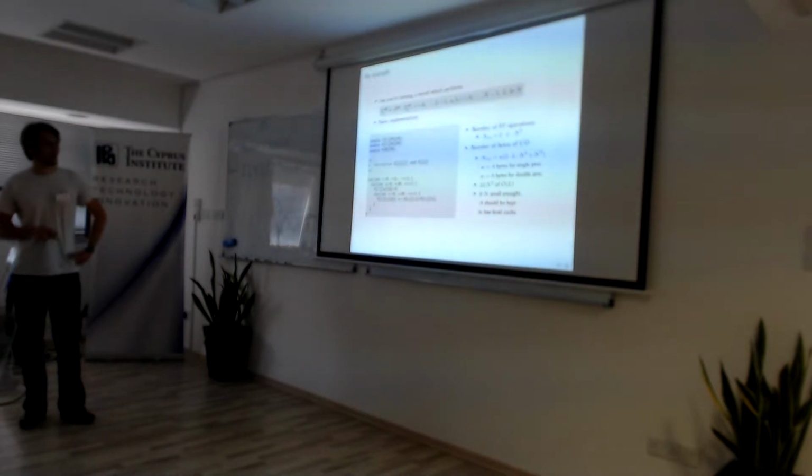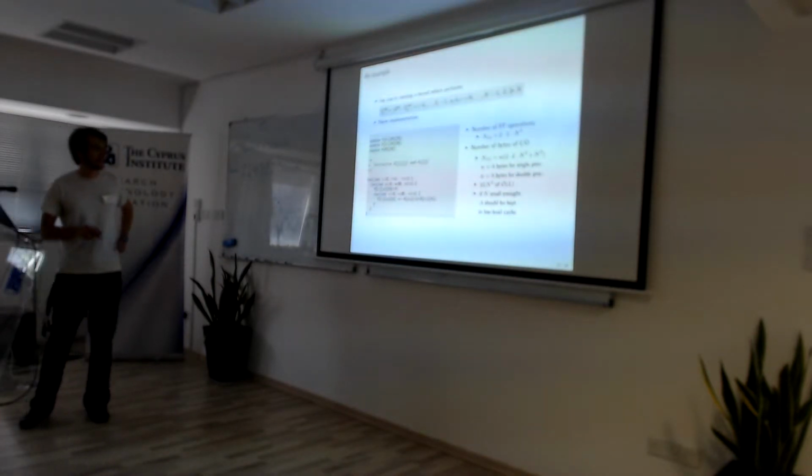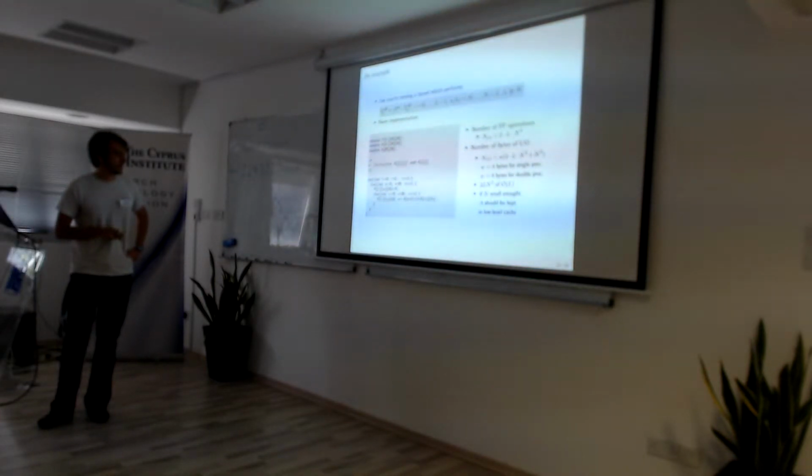Okay, and then the number of bytes which you have to read. In principle, you have to read the entries of A and X, and you have to write the entries of Y, which means the entries of Y is given by 2 times A by L times n to the power 2.